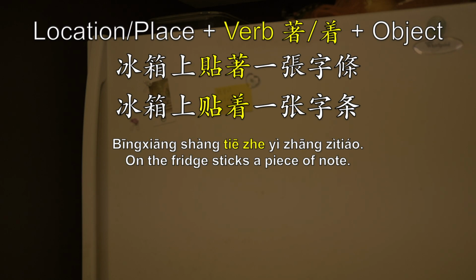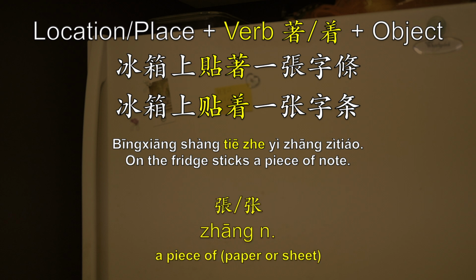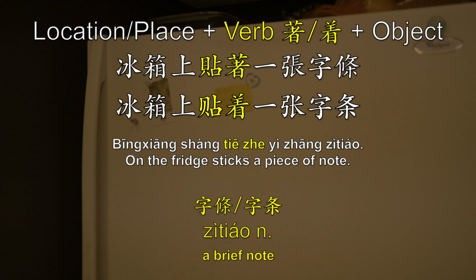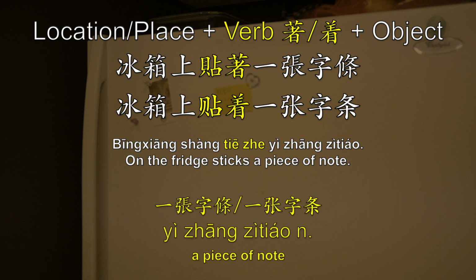冰箱上贴着一张字条。On the fridge sticks a piece of note. 冰箱 refrigerator. 贴 to stick. 张 a piece of paper or a sheet. 字条 a brief note. 一张字条 a piece of note.